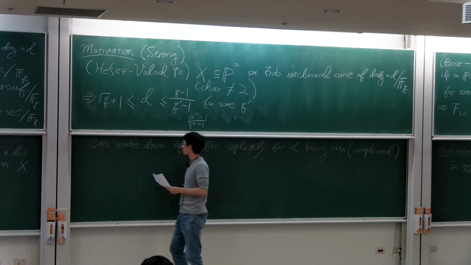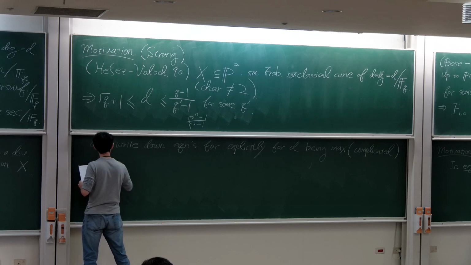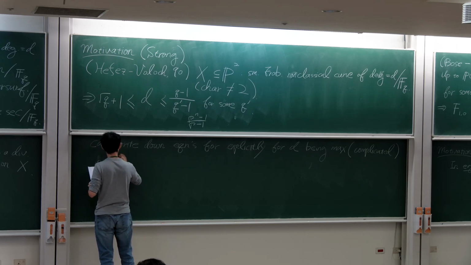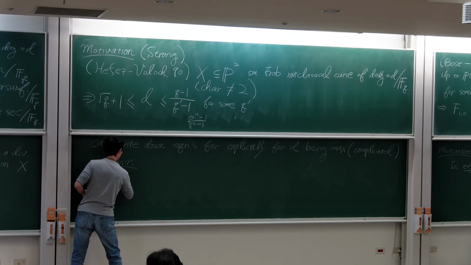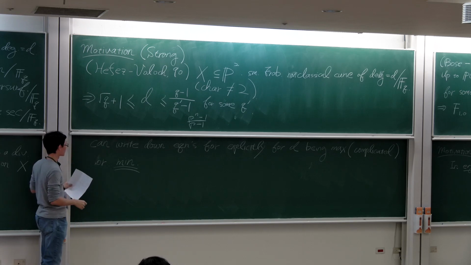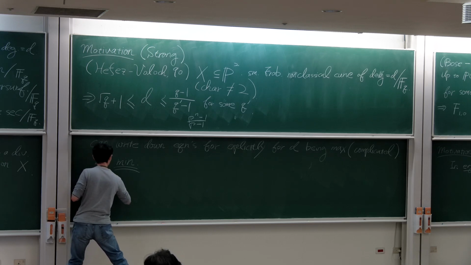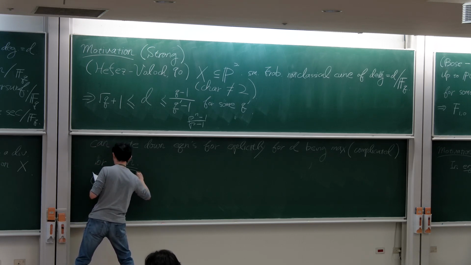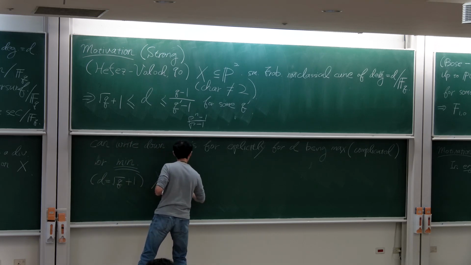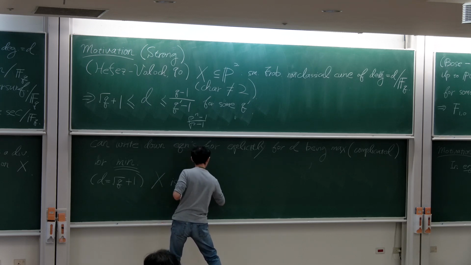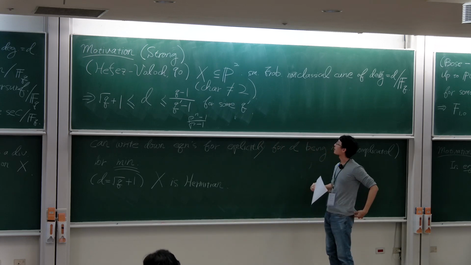And I can also write down the equation for d being minimal. And in this case, the equation is very simple, because in this case, namely when d is equal to square root of q plus 1, they prove that this curve has to be Hermitian. Okay. Yeah, so Frobenius non-classical curve, smooth one.